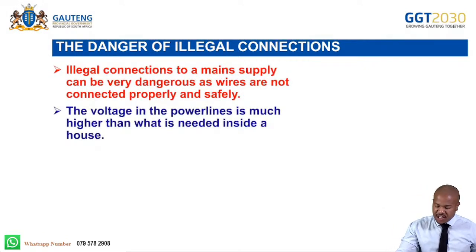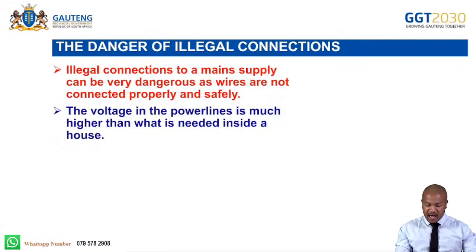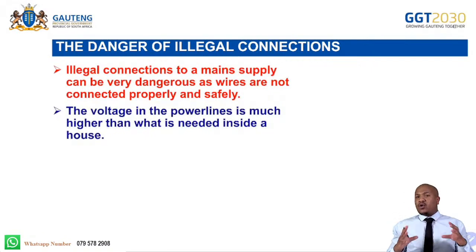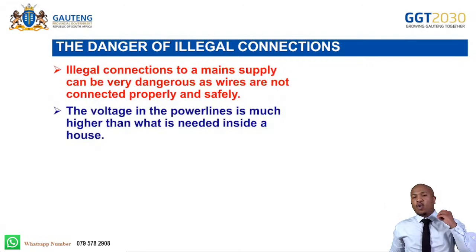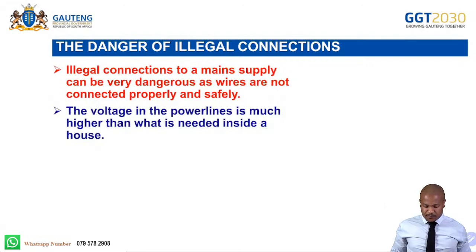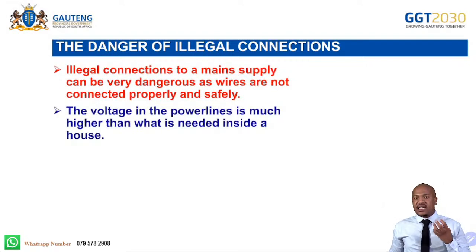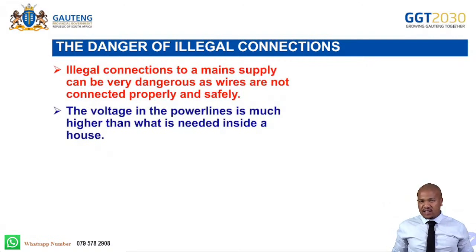The voltage in the power lines is much higher than what is needed inside a house. With illegal connections, there is not much knowledge of electricity, hence the connections are hazardous. There is also no control of the amount of current entering the house.